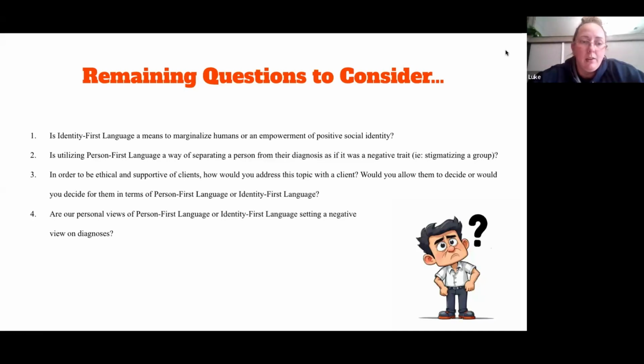Exactly. And then our fourth one: are our personal views of person first language or identity first language setting a negative view on diagnosis?